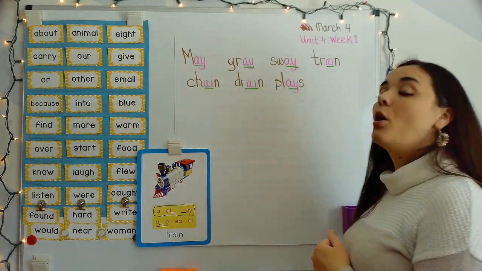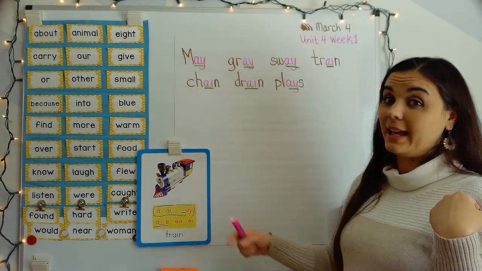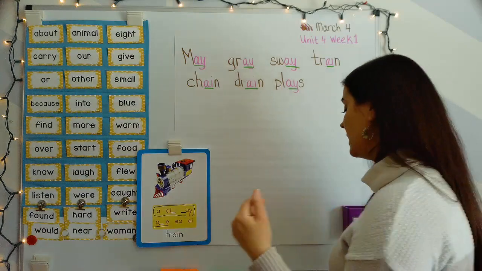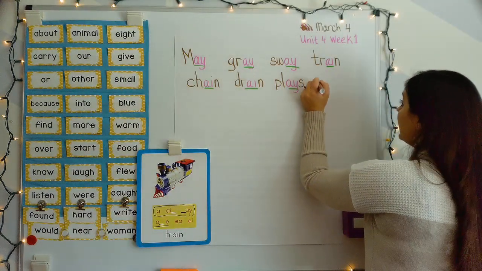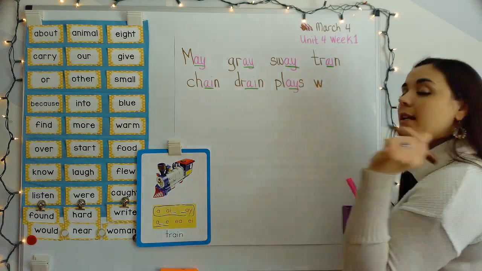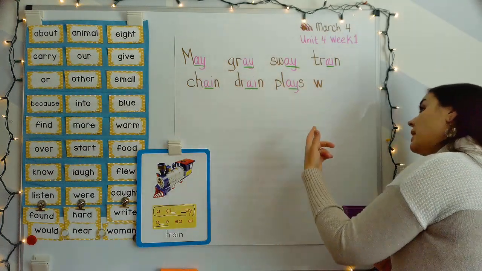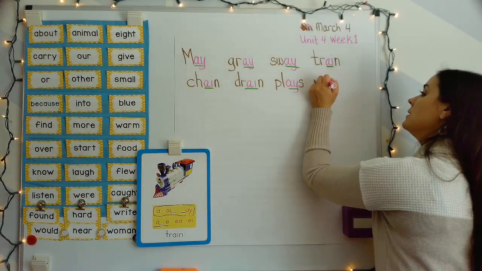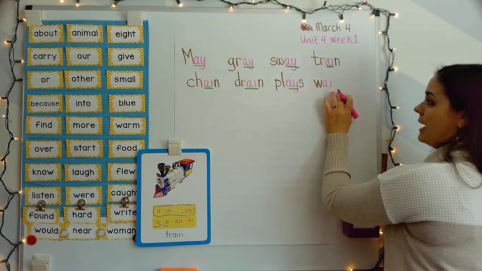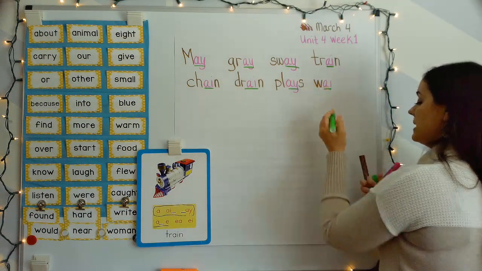All right, next word, waited. Your turn. Waited. Waited. So of course the word waited means that it already happened. He waited a long time to play outside. W says what? AI is a vowel team that works together to say long A.